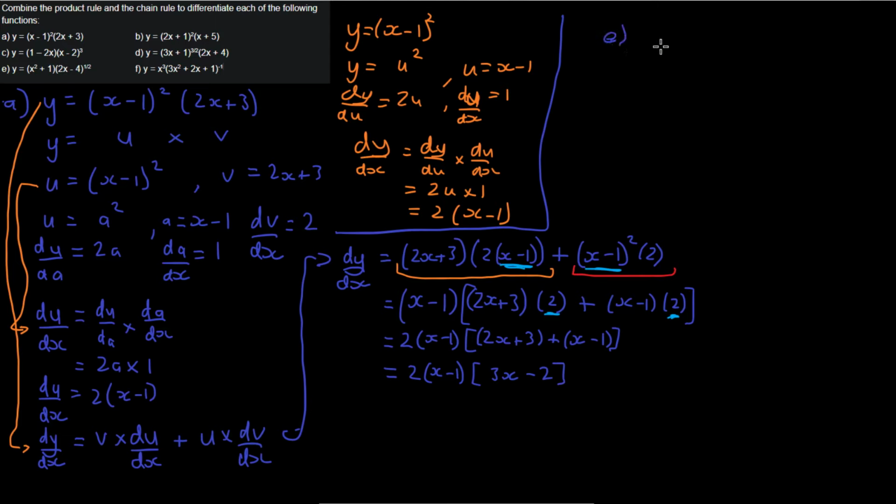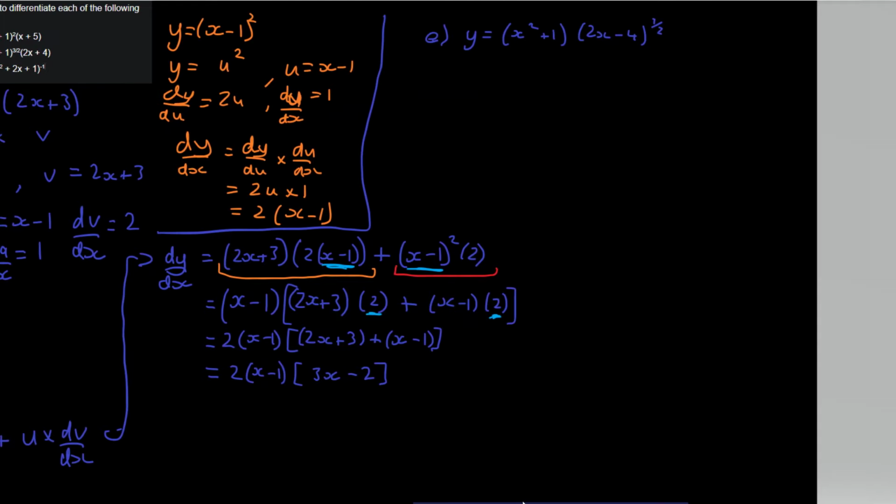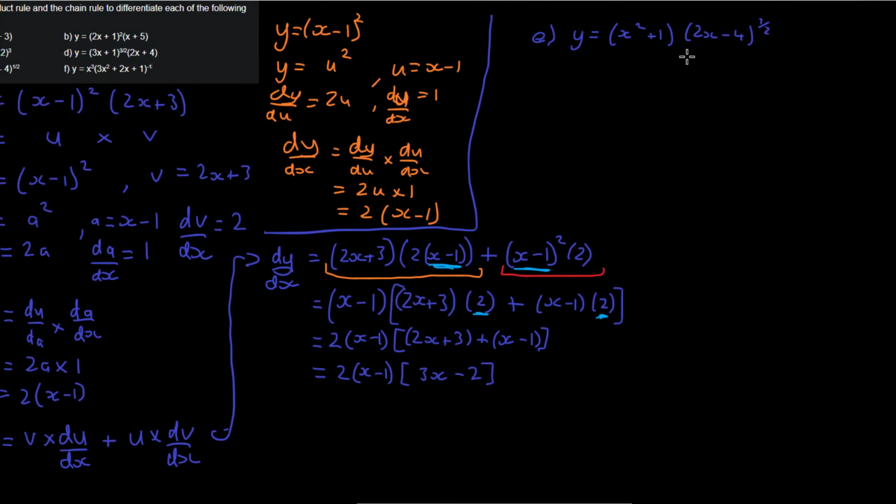So what is E? E is y equals x squared plus 1, 2x minus 4 to the power of a half. Alrighty, let's see what we can do in this space left over. So let me rewrite this in another way. y equals x squared plus 1 multiplied by the square root of 2x minus 4.